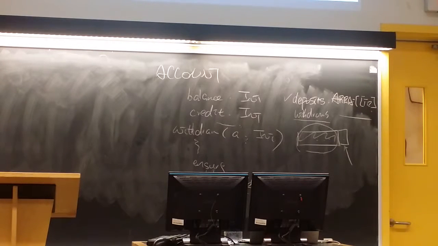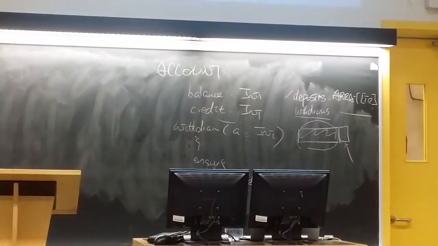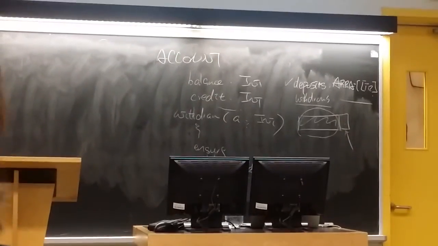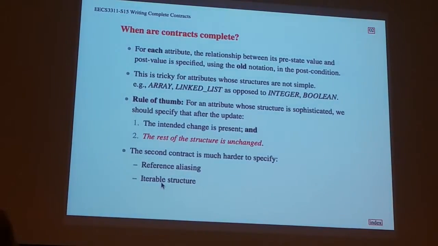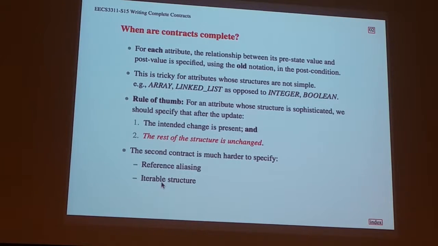Usually when you're changing your collection attributes, you're only modifying one spot. To make it complete, you have to say not only that that particular spot has been changed, but also that everything else in the collection has remained unchanged. That's how you make it complete. We'll see an example, don't worry. So the rule is: for attributes whose structure is sophisticated, such as an array, linked list, or hash table, you should specify that after the update the intended change is present for that particular spot, and also that everything else is unchanged.